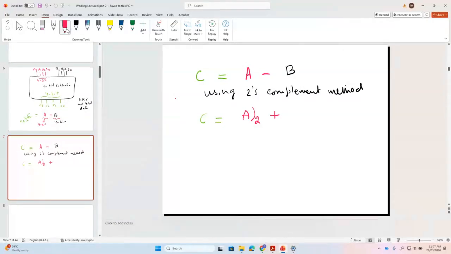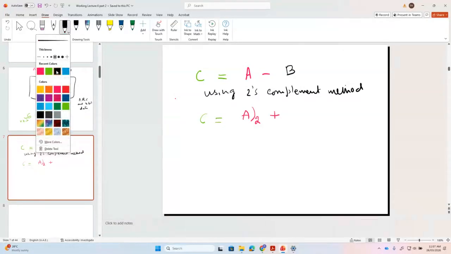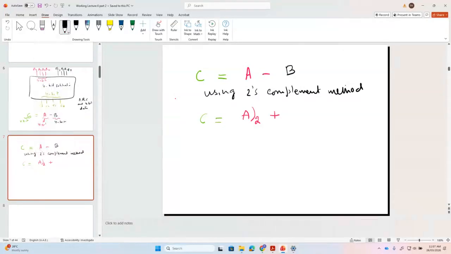What should we write? Now I'm using the black color. What is minus B equal to? This minus B is equal to the 2's complement of B. Got it or not? So minus b, as we already know from the number system, is actually the 2's complement of b.